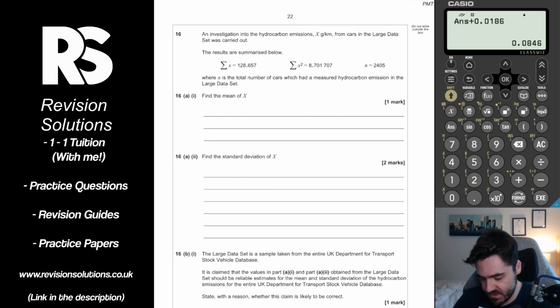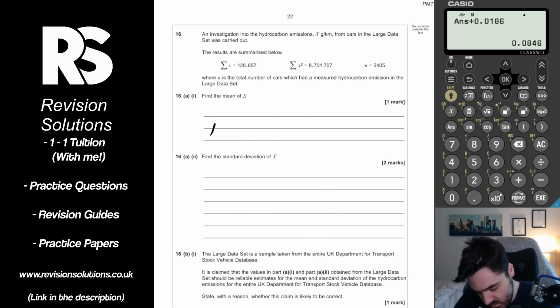Moving on to question 16, it says we've got an investigation into the hydrocarbon emissions X in grams per kilometer from cars in the large data set was carried out. The results are summarized below. So we've got the summary statistics, and it just says first, can we find the mean from the summary statistics?